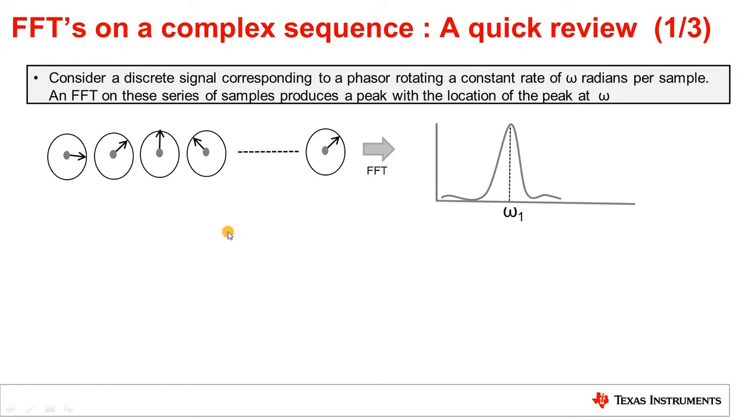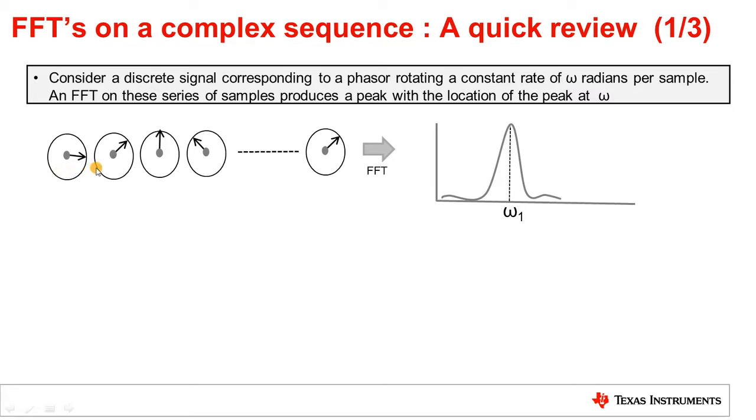So far, we've been talking about Fourier transforms on a continuous time signal. Similar concepts are also valid for discrete signals. So here you have a discrete signal consisting of a phasor rotating at a constant rate of omega radians per sample. So between any two samples, this phasor has rotated by omega. So we will use the term discrete angular frequency, or sometimes just frequency, to refer to this omega.